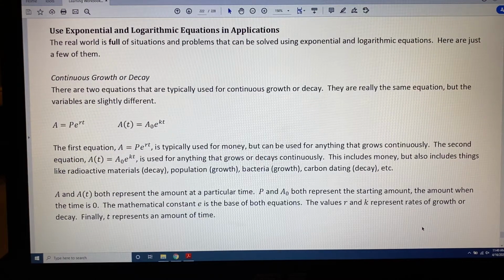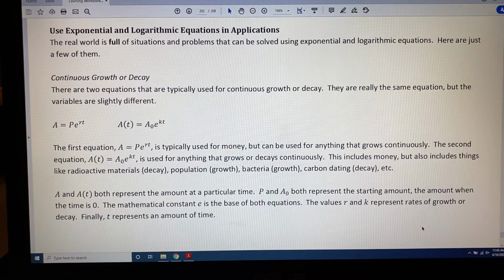Please open in your learning workbook to page 222. We will now complete the final learning objective from this section. Use exponential and logarithmic equations in applications. The real world is full of situations and problems that can be solved using exponential and logarithmic equations. Here are just a few of them.